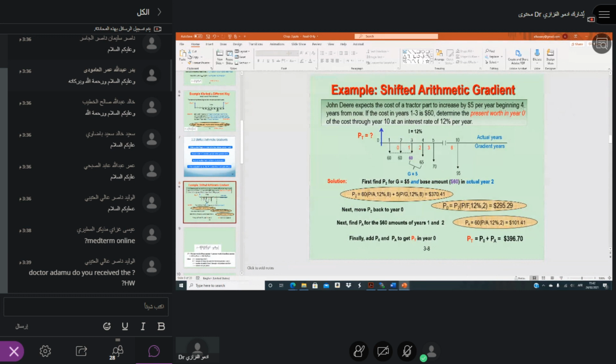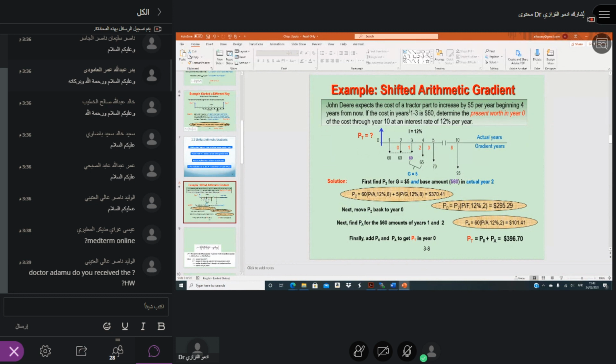So this is an example of a shifted arithmetic gradient. John Deere expects the cost of a tractor part to increase by $5 every year, beginning from year 4. If you draw your number line, you count 0, 1, 2, 3, so it is beginning 4 years from now. This is where it starts, from year 3. Then you start having the gradients.